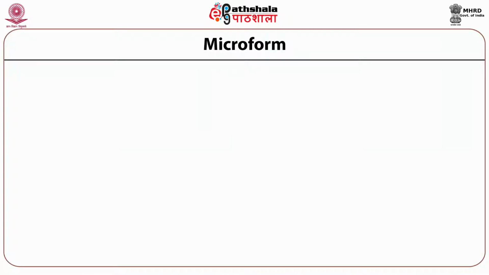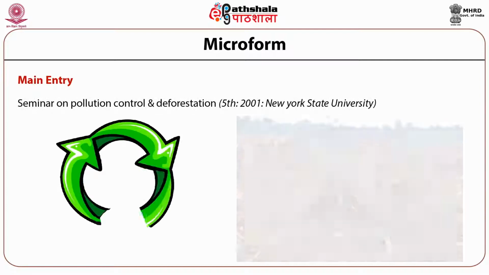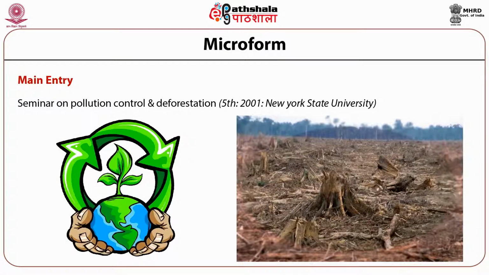Then you just mark how I prepared the main entry. So, it is a seminar. So, as in your printed materials, the name of seminar, the name of conference will come first. According to the rule, I have prepared the name of that seminar. So, what is that seminar? Seminar on pollution control and deforestation. Then, as in the printed book, if you have remembered correctly, what is the number? I have given number 5th. When? 2001. Where was it held? New York State University, bracket ends. So, this is the format of this seminar conference proceedings.